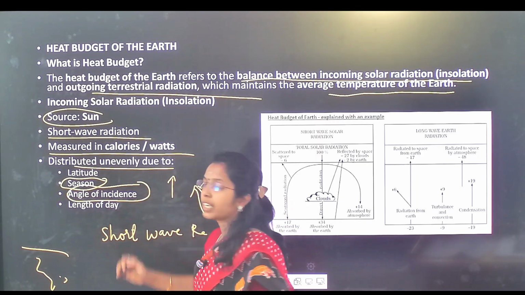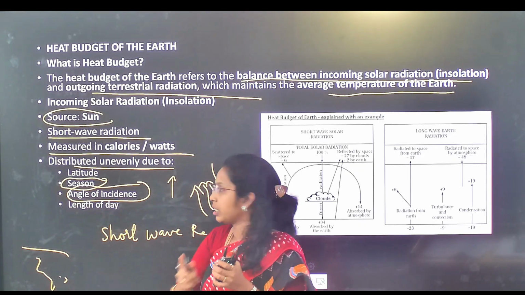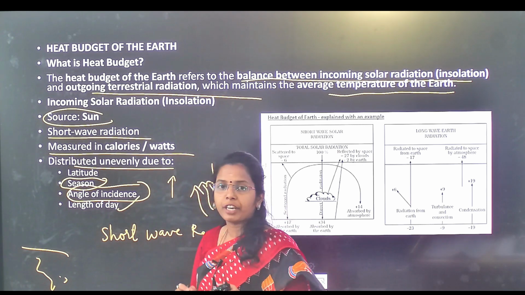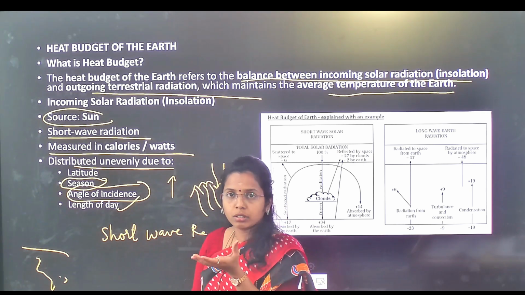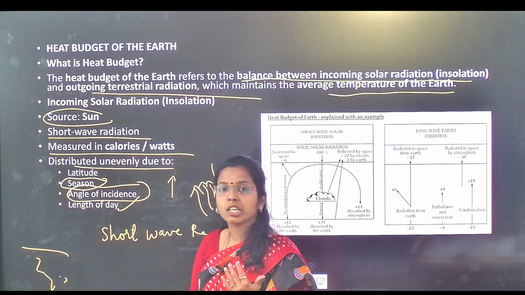And angle of incidence, because of the tilted axis we have seen variation. And length of the day, if length of the day is more than night, you will see more solar radiation, more incoming solar radiation is observed.